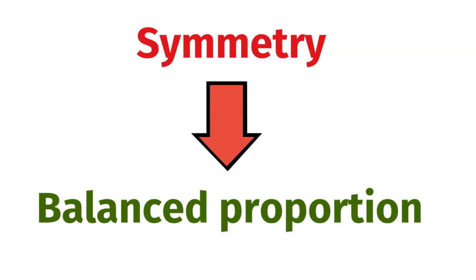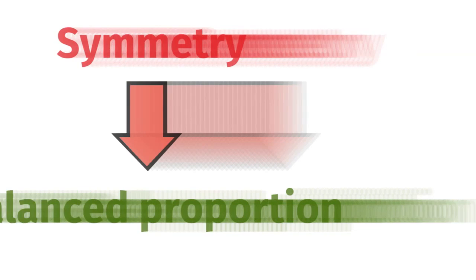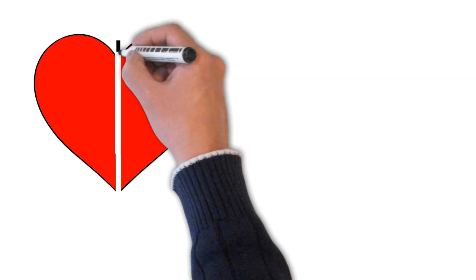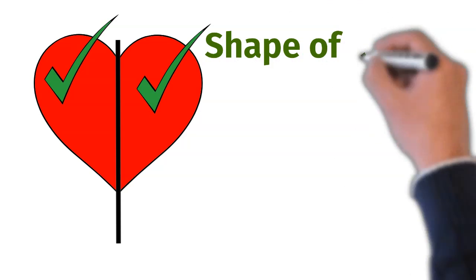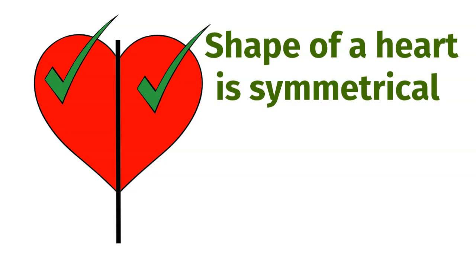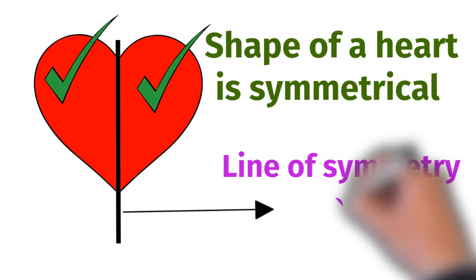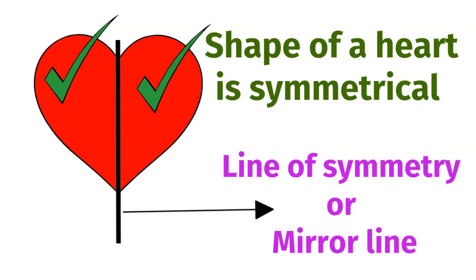Symmetry means balanced proportion. For example, take the shape of a heart. If we draw a vertical line exactly in the middle of it, the two halves thus produced will be the ditto or mirror image of each other. Now we can say the shape of a heart is symmetrical, and the line dividing it into two exact halves is the line of symmetry or the mirror line.